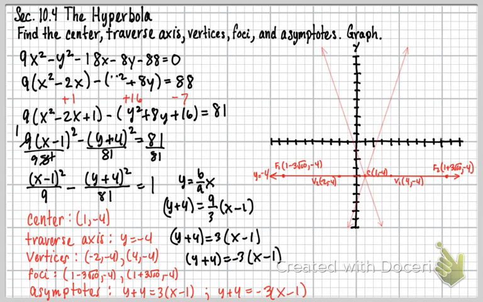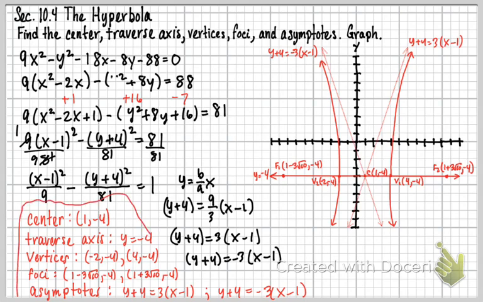So there are the equations. And that's going to be the y plus 4 equals positive 3 times x minus 1. And over here is going to be the y plus 4 equals negative 3 times x minus 1. So there's the two equations there for the asymptotes. Now I'm going to finish graphing this. So there's our completed graph, and there's all the information that we're looking for here down below. And then the graph to the right. So there we go, we're all set.